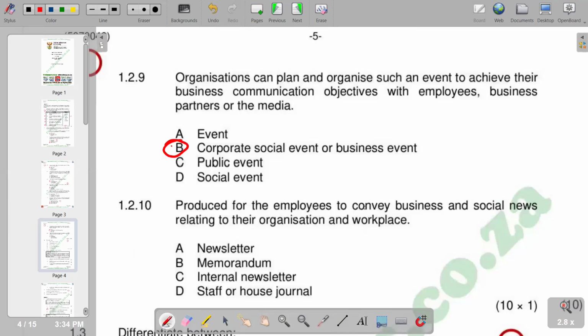Number 10, produced for the employees to convey business and social news relating to their organization and workplace. And of course, we've got newsletter, memorandum, internal newsletter, staff or house journal. So the correct one is staff or house journal. Remember, we're looking at a staff journal. The notion behind a staff journal is keeping written records of thoughts and experiences. Of course, these are for employees. So basically, this is what we have on number 10. Then we'll move on to the next question.